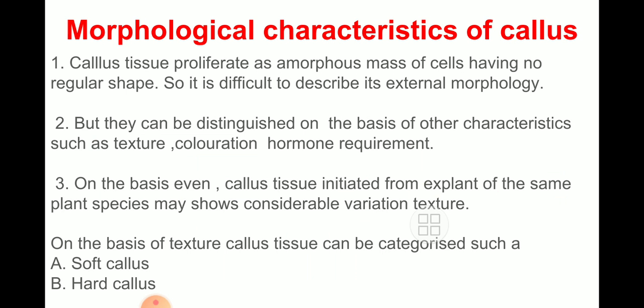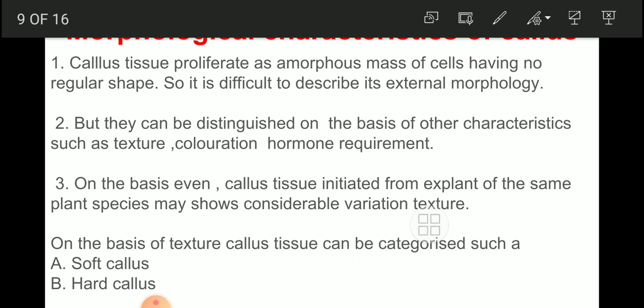Now, the morphological characteristics of the callus we have to study right now. What are the characteristics, how will we be able to see that this is callus only? Callus tissue proliferates as amorphous masses of cells having no regular shape.